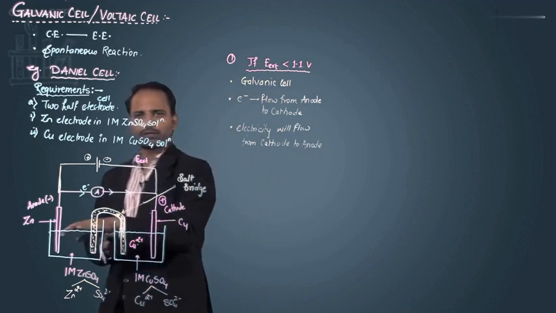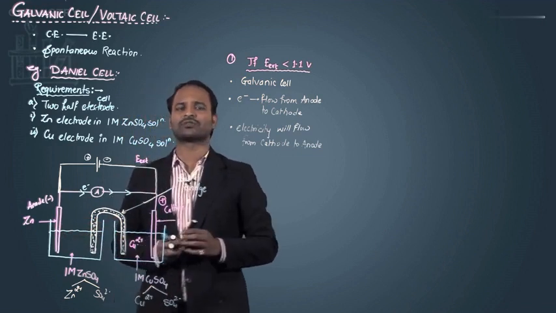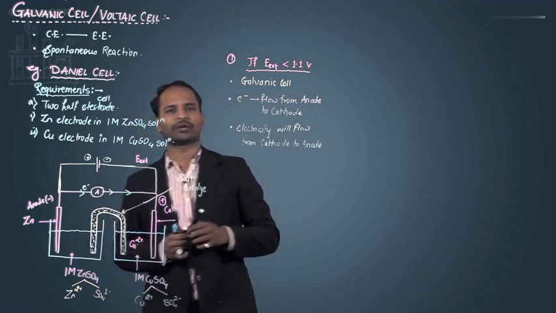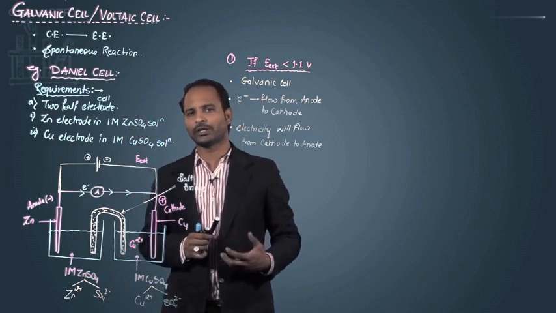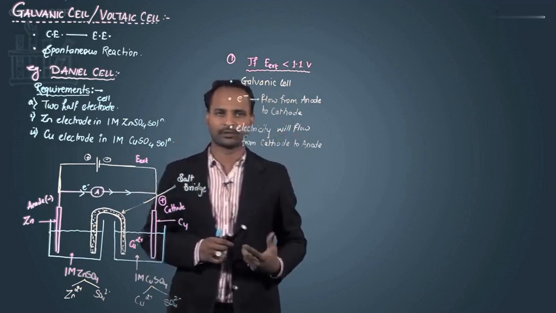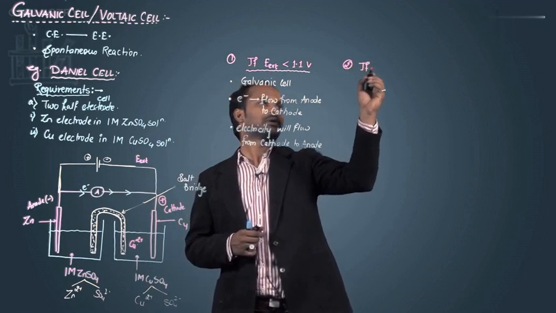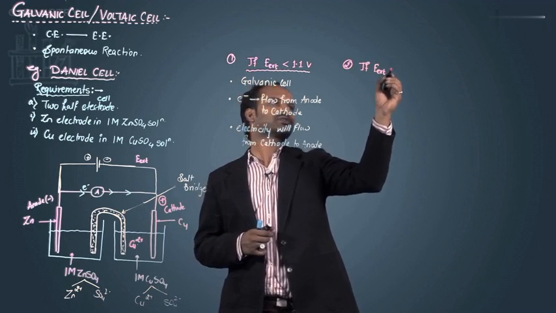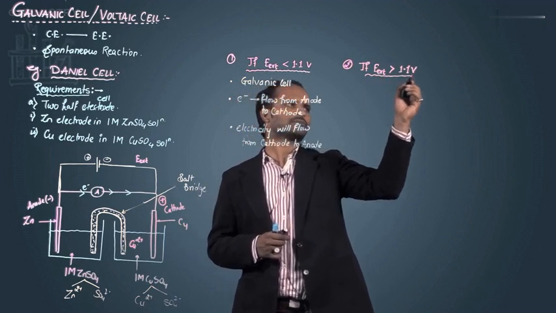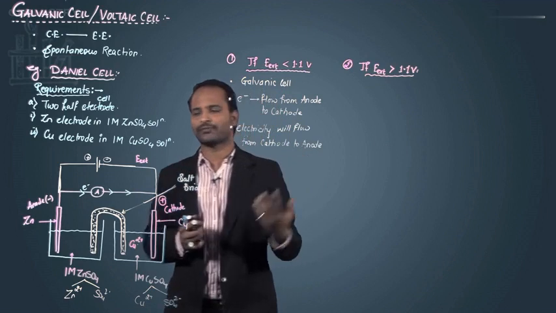And there will be continuous deterioration of the zinc electrode, that is, the mass of the zinc electrode will go on decreasing while the mass of the copper electrode will go on increasing. So when the external potential is less than 1.1 volt, the galvanic cell is the dominant one. Whatever is happening inside the galvanic cell will happen here also. But suppose the second possibility: the potential of the external source is greater than 1.1 volt. Then what will happen? Then the whole setup will get reversed.